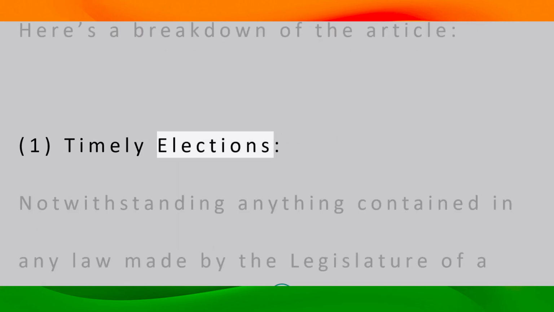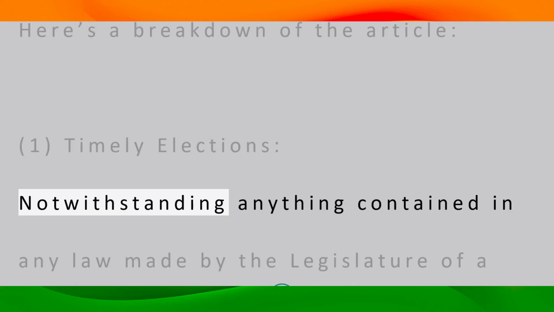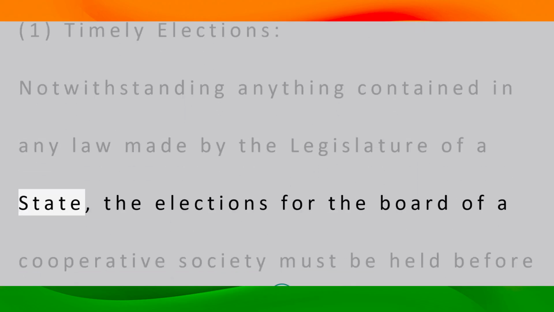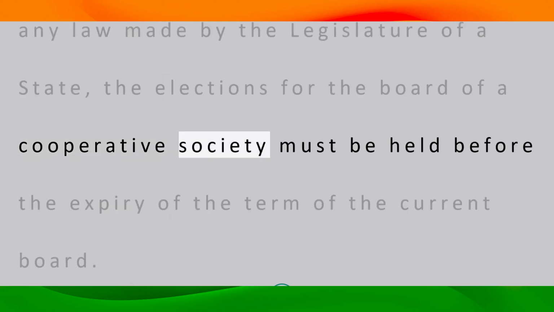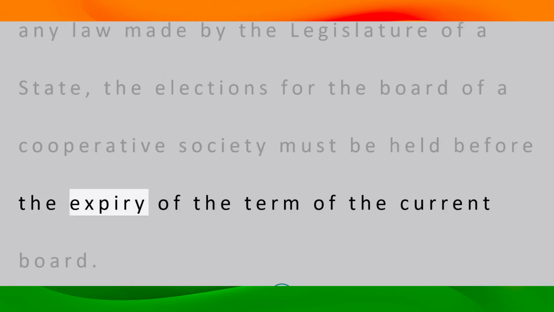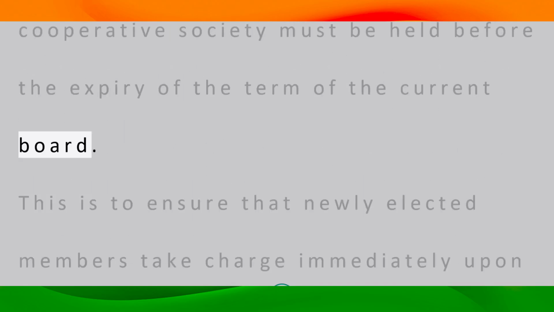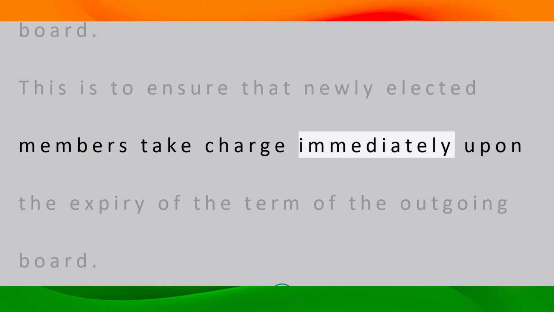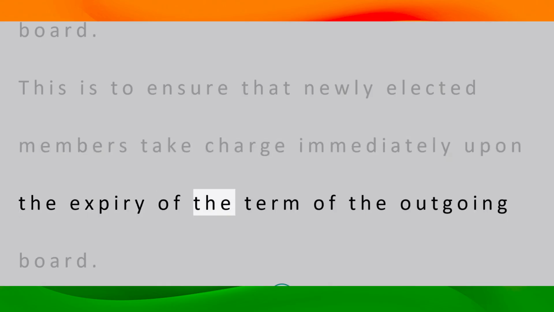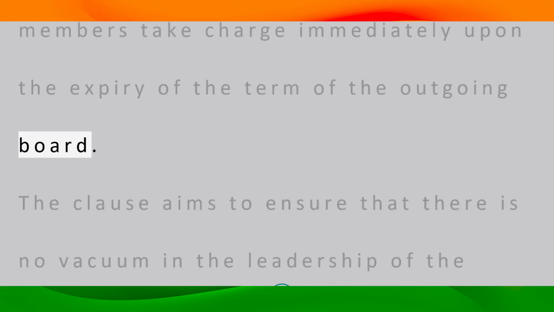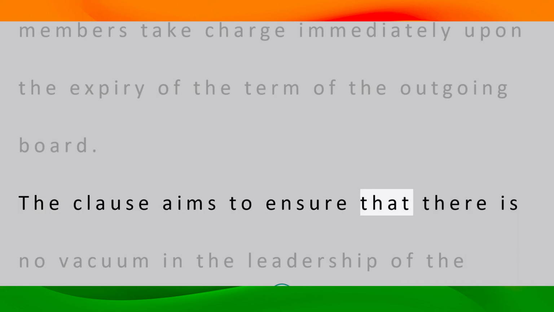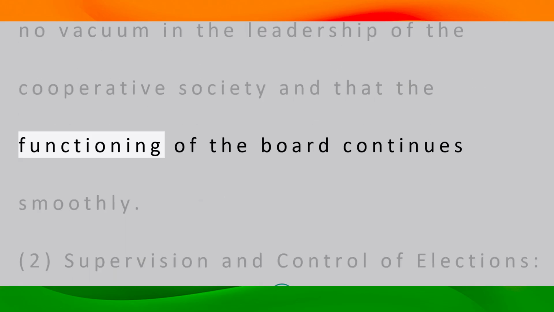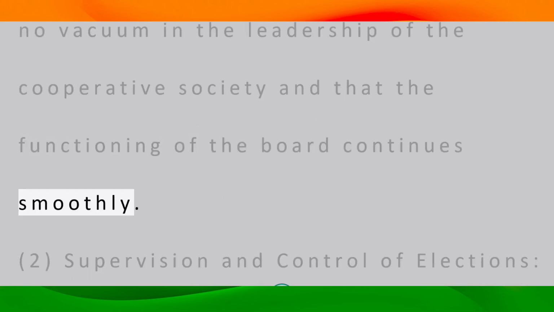1. Timely elections. Notwithstanding anything contained in any law made by the legislature of a state, the elections for the board of a cooperative society must be held before the expiry of the term of the current board. This is to ensure that newly elected members take charge immediately upon the expiry of the term of the outgoing board. The clause aims to ensure that there is no vacuum in the leadership of the cooperative society and that the functioning of the board continues smoothly.